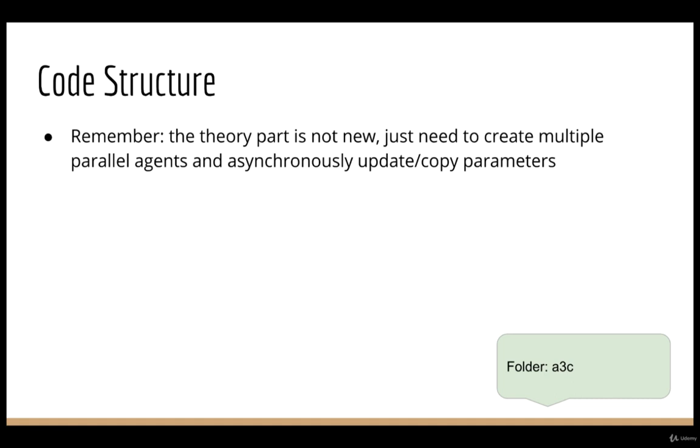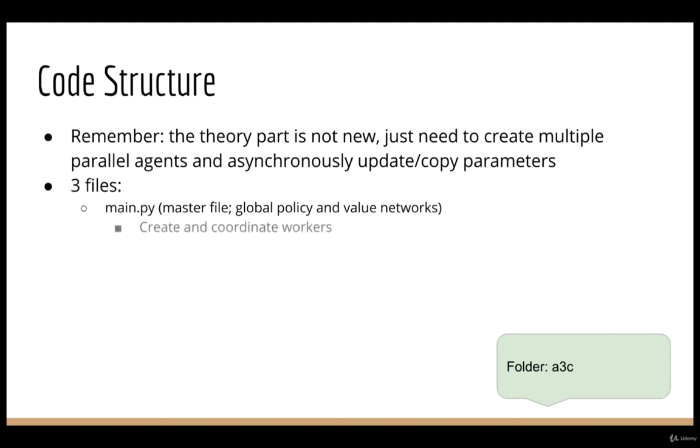So the way the code is structured is this. We're going to have 3 files. The first file is main.py. This is sort of the master file, which is going to be responsible for creating the master global policy network and value network. It's also going to coordinate the workers. In other words, it's going to create a handful of workers, each with their own thread, and then wait for them to complete.